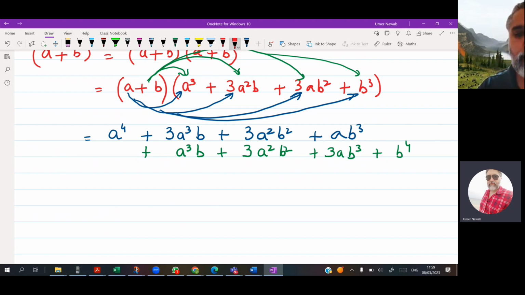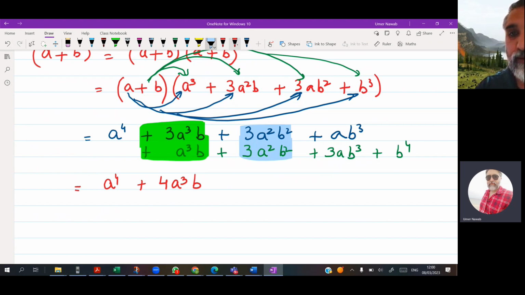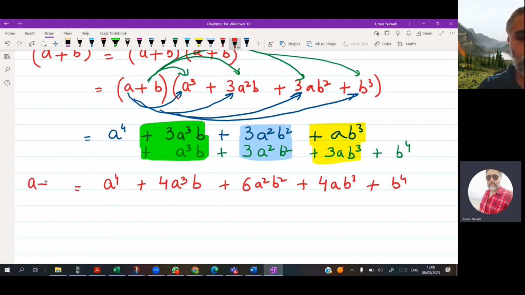Let's try to add them up together. This is a power 4. This will be how much? After the addition of like terms, I'm getting 4a cubed b. Add them together. I get 6a squared b squared. And then I add them together, which gives you 4a b cubed plus b power 4. As you know, this was the expansion of a plus b whole power 4.